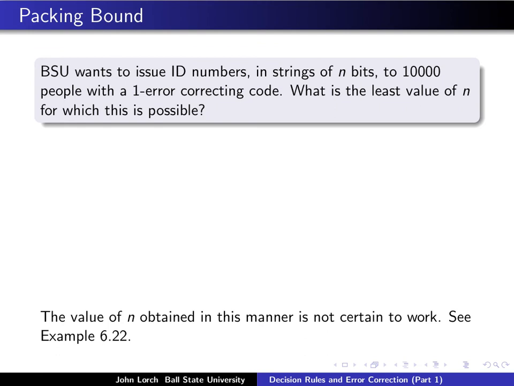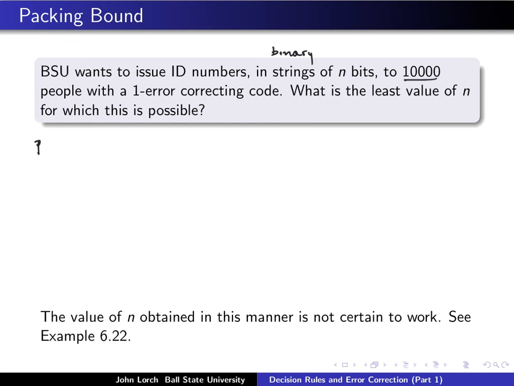So here we have an example that employs the packing bound. Suppose that Ball State wants to issue ID numbers in binary strings of n bits to 10,000 people with a 1 error correcting code. What is the least value of n for which this is possible? These 10,000 people, you can think of them as our alphabet. And so we want the size of our code to be 10,000.